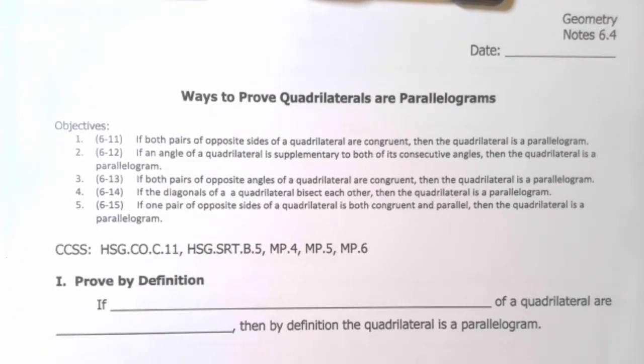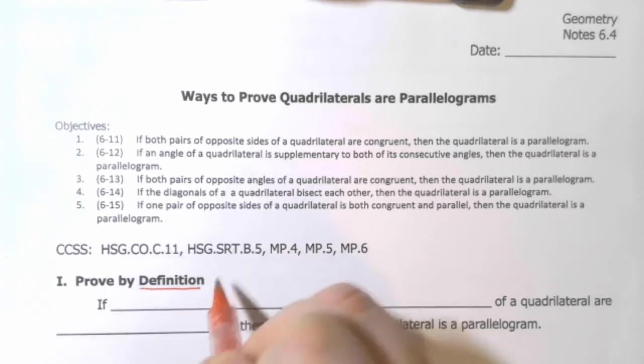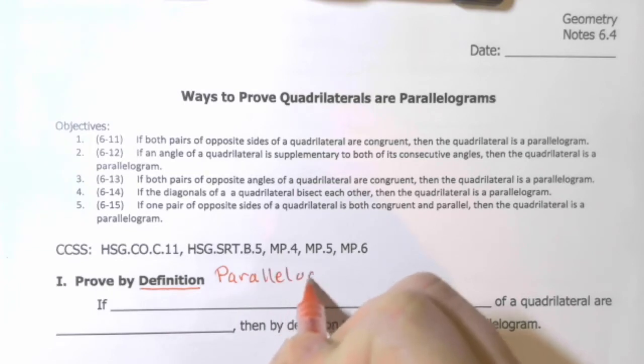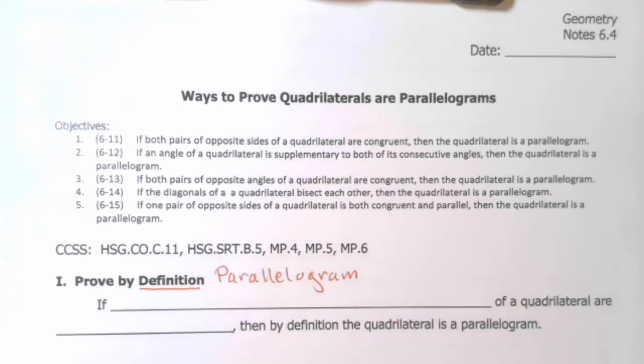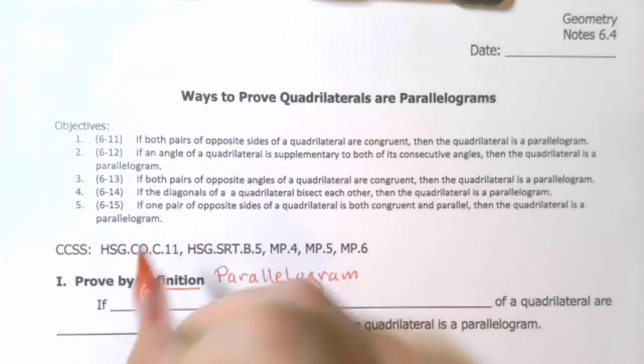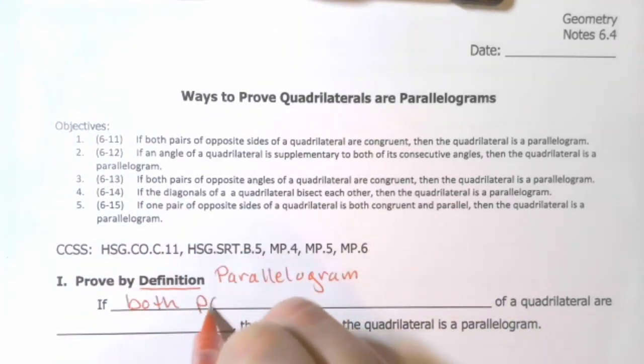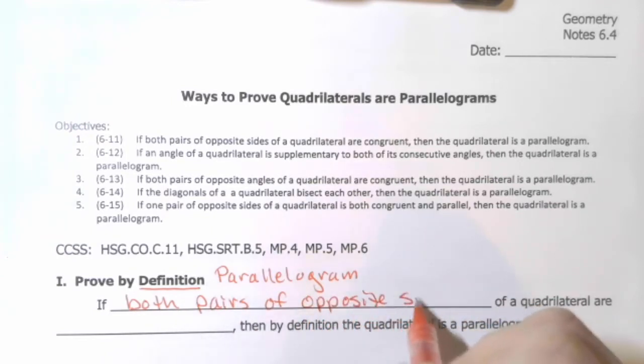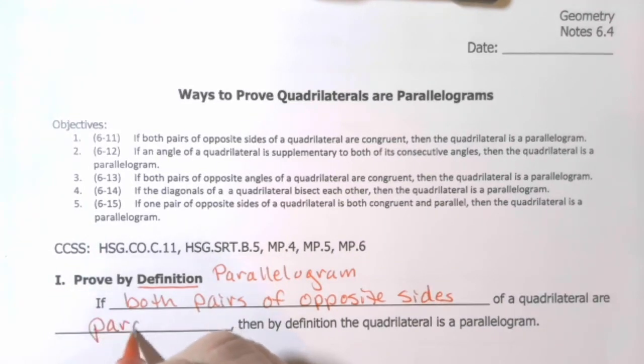So let's go ahead. Roman numeral 1, to prove a quadrilateral is a parallelogram by the definition. And it's by the definition of a parallelogram. So here it goes. If both pairs of opposite sides of a quadrilateral are parallel, then by definition the quadrilateral is a parallelogram.